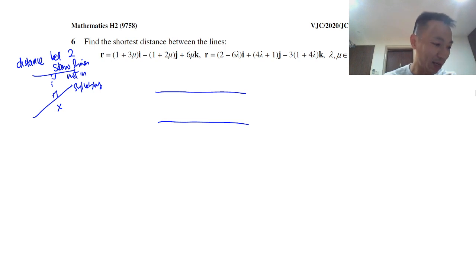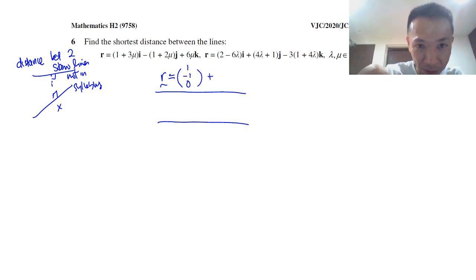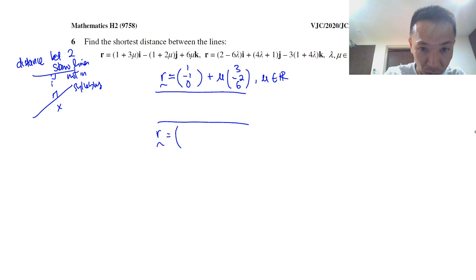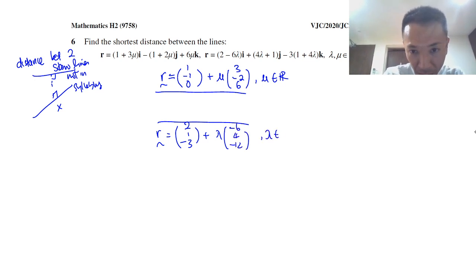And I don't really like the way this thing is presented. I like to write it like that. r equals 1, minus 1, 0, plus mu, 3, minus 2, 6, where mu belonging to real. Okay, and the other line is r equals 2, 1, minus 3, plus lambda, minus 6, 4, minus 12, where lambda belonging to real.